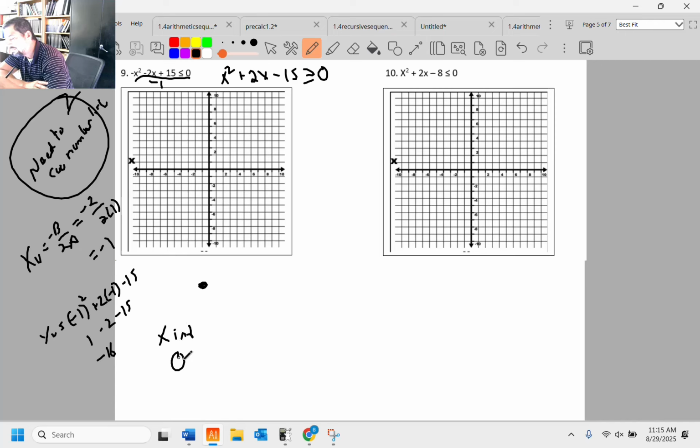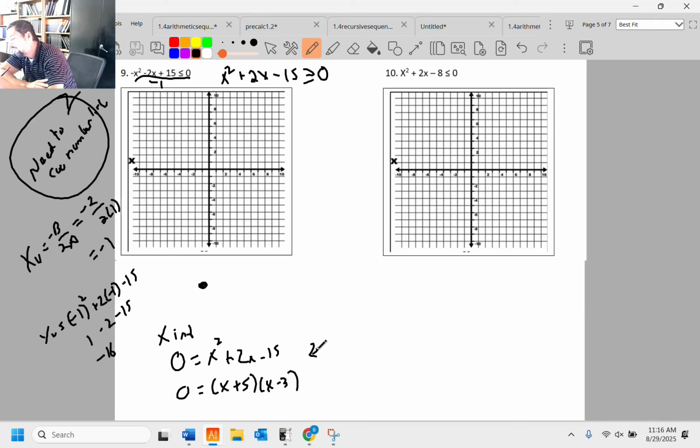I do that by setting the equation equal to 0 and knowing how to factor for today anyways. It should factor. Factors of 15 are 5 and 3, and I can get to a 2 with a 5 and 3. So it factors as x plus 5 and x minus 3, because 5 minus 3 is a positive 2.